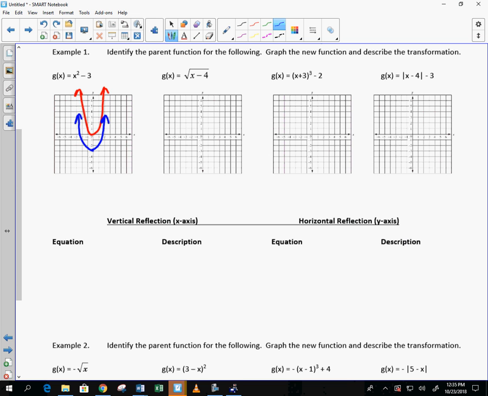What does the parent function look like for the next one? Yeah, that little thingy off to the side. That's like the most common name that people say. It's the thingy off to the side. Yep, there you go. Good job. Okay, what do we plug in to make 0 here? What do you plug in to make 0? 4. So it's going to move 4 units to the right.